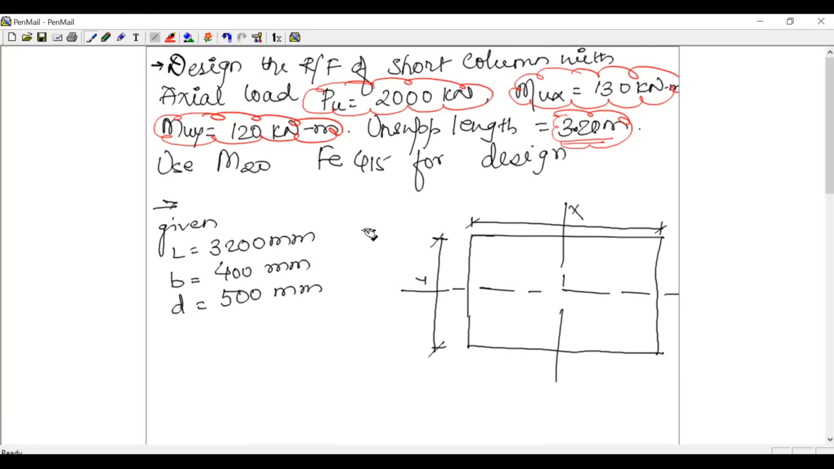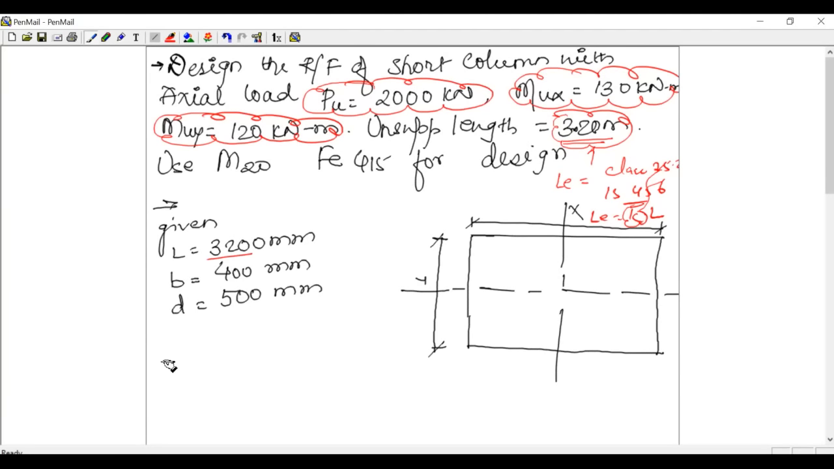In case they have mentioned any support condition, then your effective length L effective will be as per clause 25.2 of IS 456, which gives a factor for L effective. L effective is equal to K into L, so you'll get K through this clause. We have been given the unsupported length of the column as 3.2 m. The column dimensions are also given in the problem. The shorter dimension is 400 mm. The longer dimension is 500 mm.